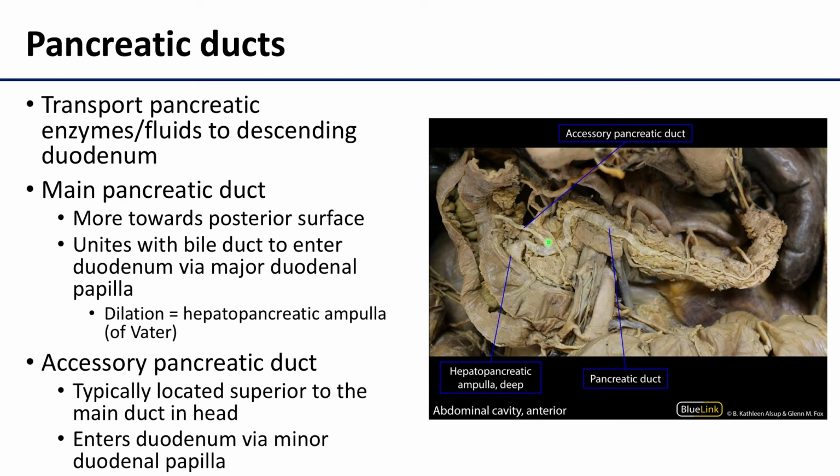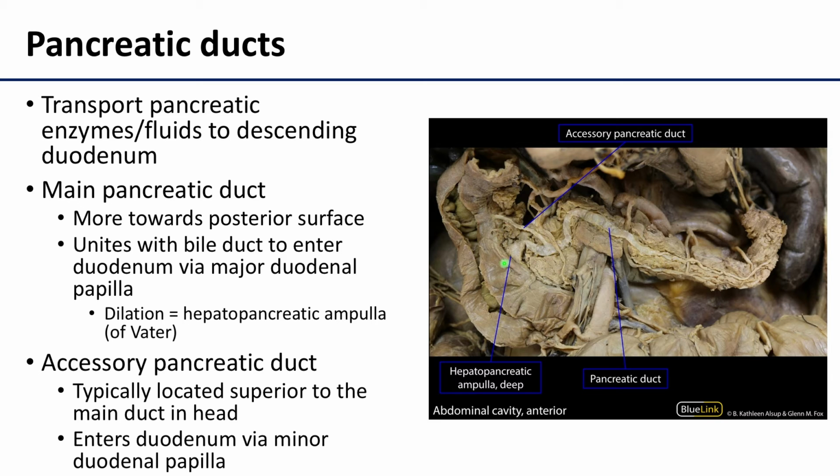Commonly, there is also what's referred to as an accessory pancreatic duct, so very much involved with the head of the pancreas. And you can see here, this is a really nice example, these ducts often communicate. The fluids transported by the accessory pancreatic duct enter the duodenum via the minor duodenal papilla.